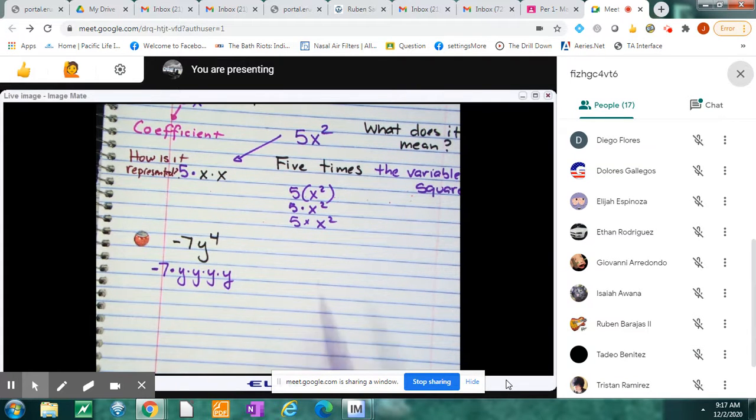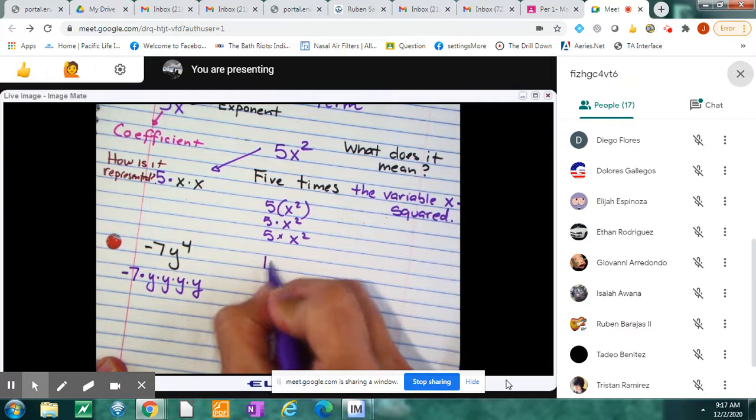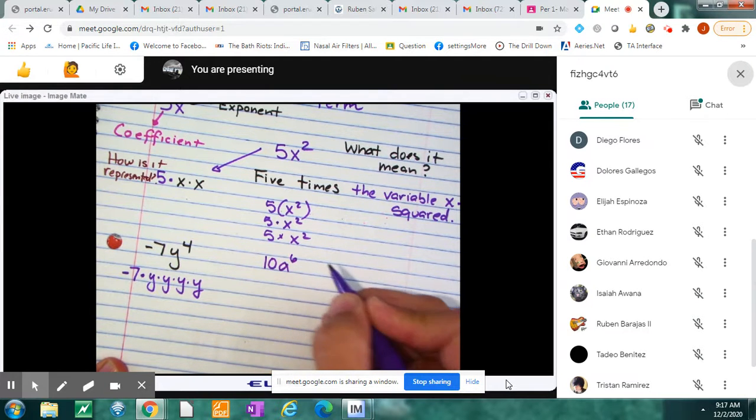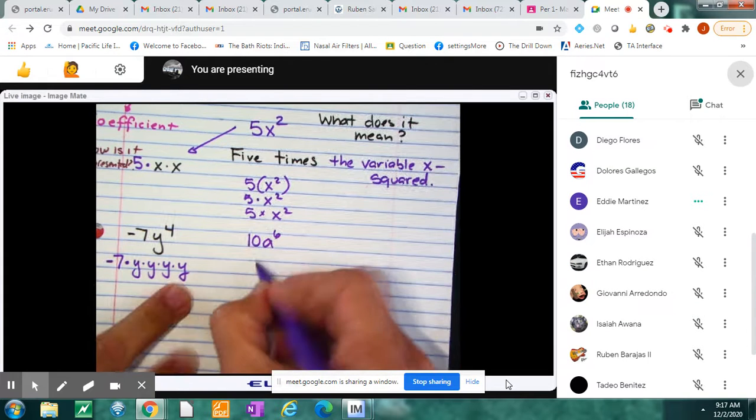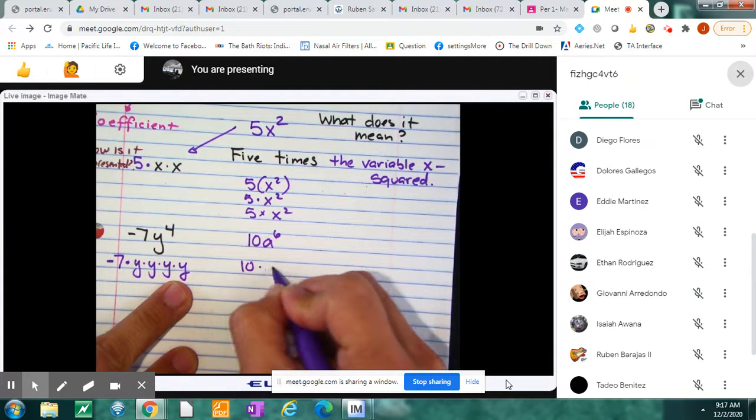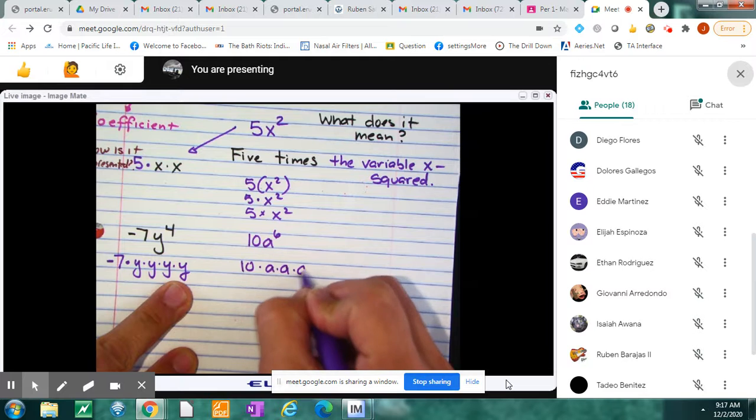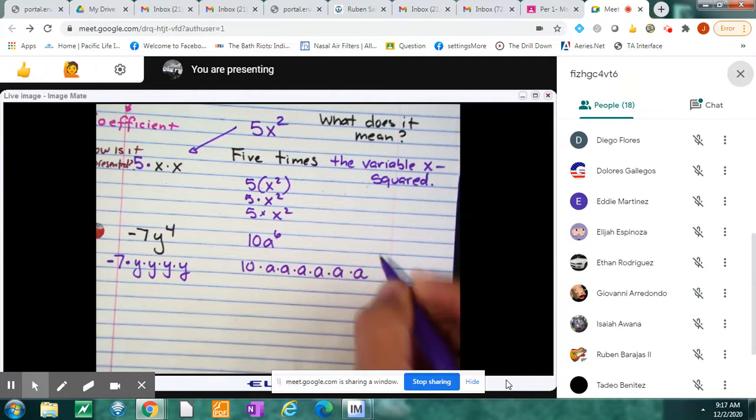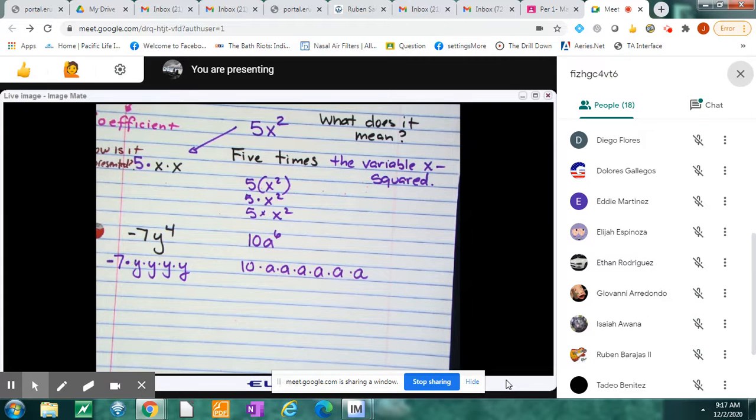So if I do this, 10 a to the 6th, what's that? That is 10 times a times a times a times a times a times a. So whenever there's a variable with an exponent, you always ask yourself, how many a's are there? All right, so that simplifies things a little bit better.